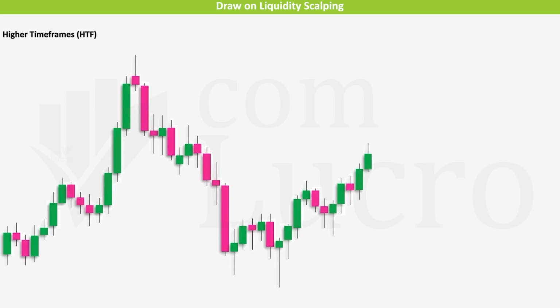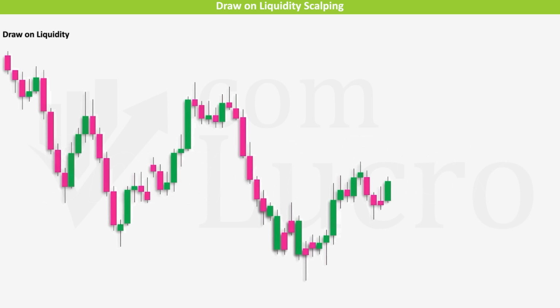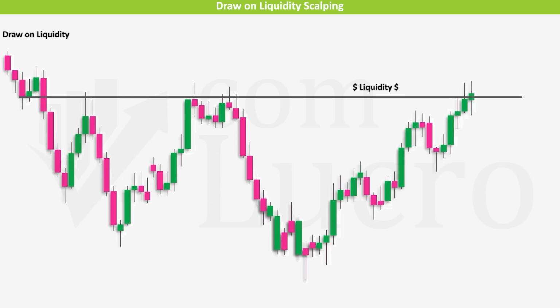The first step is to identify a draw on liquidity on the higher time frame. But what does a draw on liquidity actually mean? In simple terms, it refers to recognizing a key liquidity level that price is actively moving toward. More often than not, the market is drawn to areas where liquidity is resting, such as equal highs, equal lows, or strong reversal points, because these zones contain a concentration of stop losses and pending orders waiting to be executed.